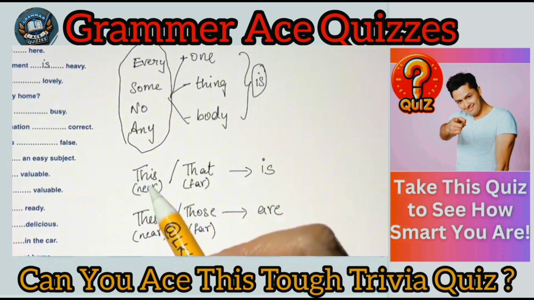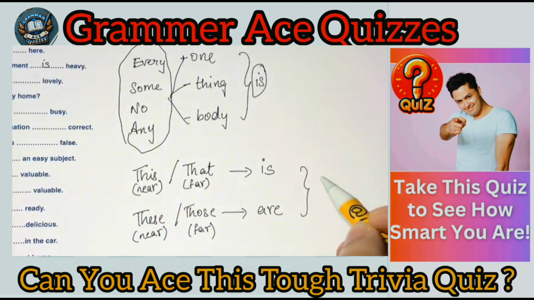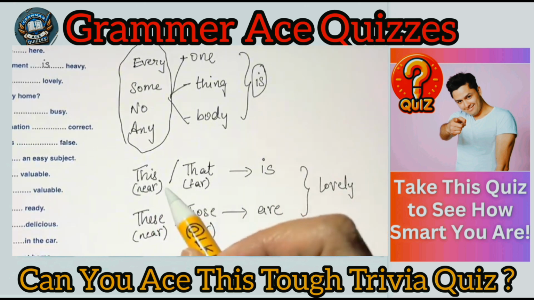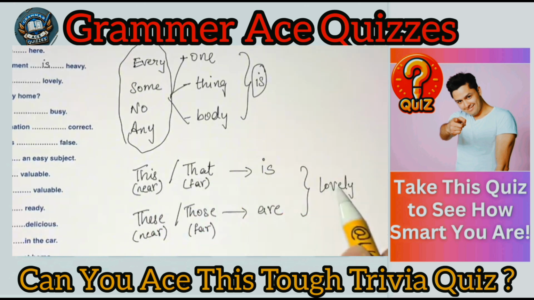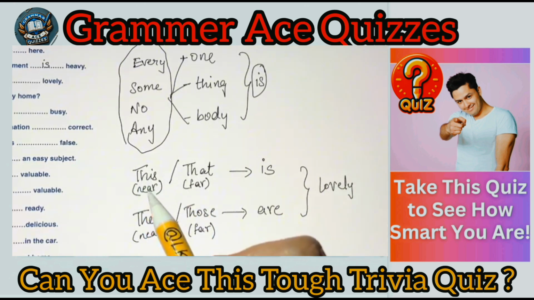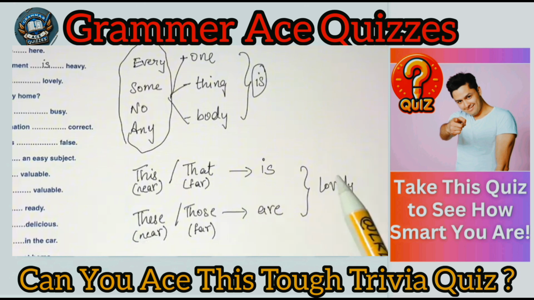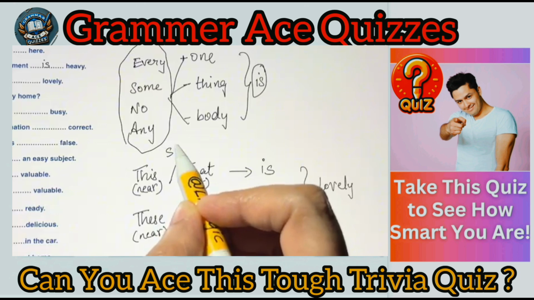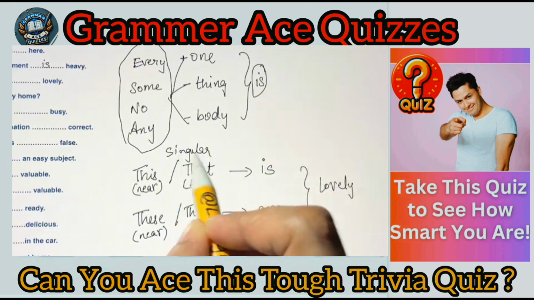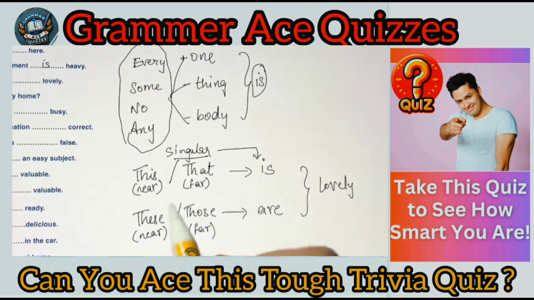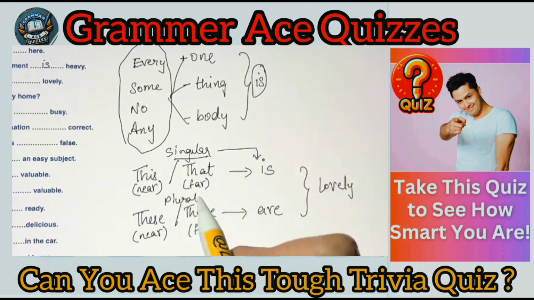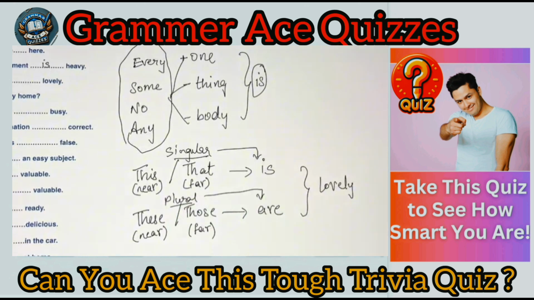Now let's see. This is, you can say lovely or anything. This is lovely. That is lovely. Now this means something which is near to that. That means something which is far. These are lovely. Those are lovely. These are the singular subjects which take the singular verb, and these are the plural subjects which take the plural verb. Alright, so whenever you find this or that, use is. These or those, use are.